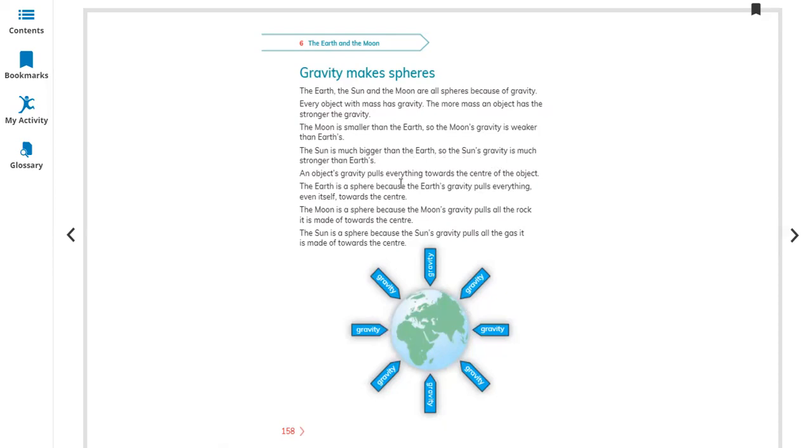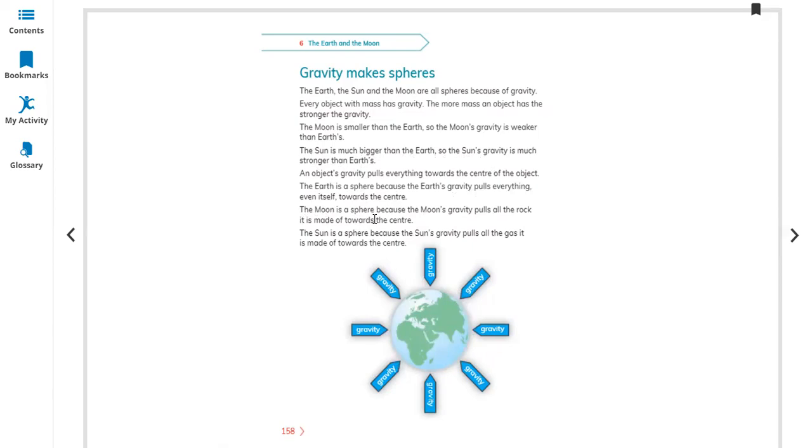An object's gravity pulls everything toward the center of the object. So the Earth is a sphere because Earth's gravity pulls everything, even itself, toward the center of the Earth. Even if you're standing anywhere, in any corner, you will not fall to the other side, because gravity pulls you to the center of the Earth. So the Earth is a sphere because its gravity pulls everything, even itself, toward the center.